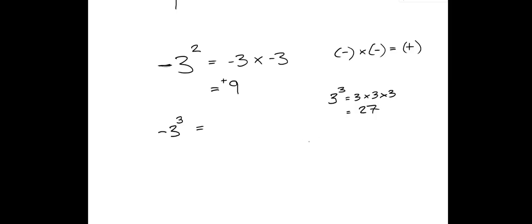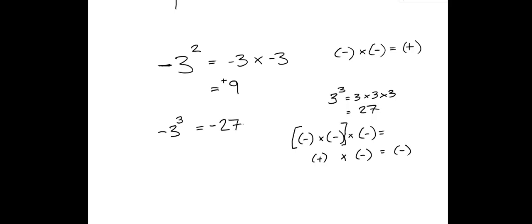Alright. A negative number times a negative number times a negative number. Well, a negative number times a negative number gives us a positive number. And then we take that positive number times a negative number and we get a negative number. So the answer to this is going to be negative 27.